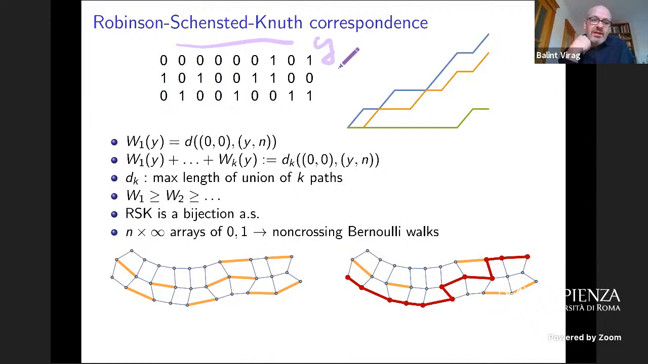And you remember, it takes these 0-1 arrays and if you put a Bernoulli measure on the original one, it actually maps them to non-crossing Bernoulli walks. So they're just Bernoulli random walks, conditioned not to intersect. And by the way, in spirit, this just follows from the fact that it's a bijection, because you start from uniform measure on these arrays, you end up with uniform measure on paths that don't intersect, which is non-crossing Bernoulli walks, okay? And you can actually prove it this way. Understanding that it's a bijection is enough to prove this.